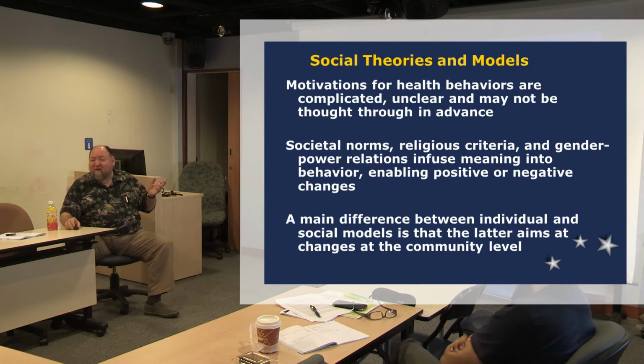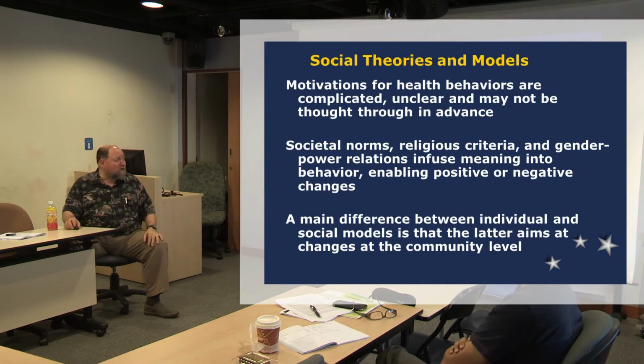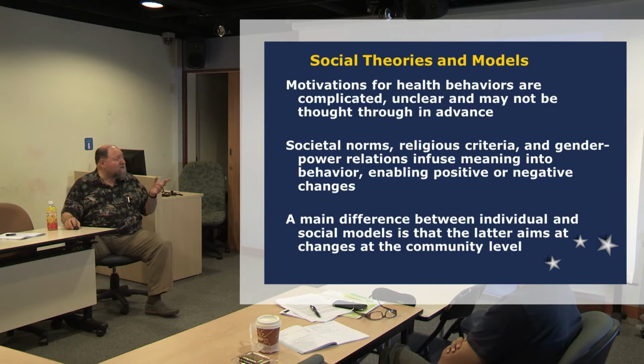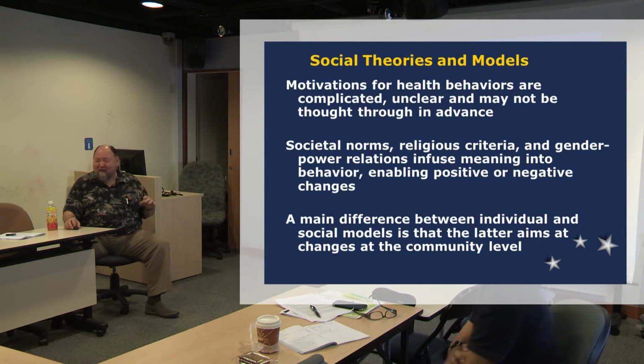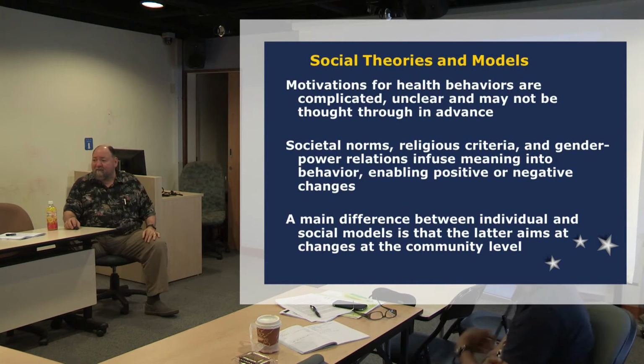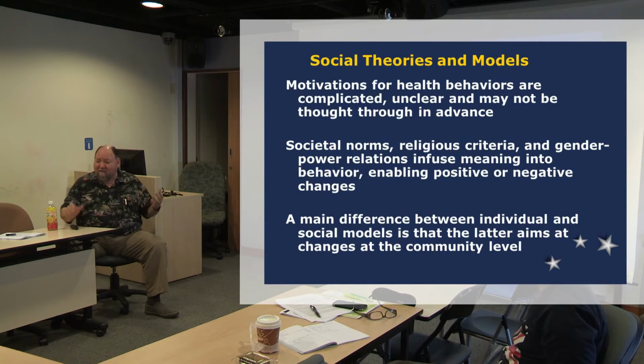So here now we're going to move one step up from the individual to the more social theories and models. Motivations for health behavior are complicated, unclear, and may not be thought through in advance. Social norms, religious criteria, gender, power relations, and many other cultural factors infuse meaning into behavior, enabling positive or negative changes. The main difference between individual and social models is that the latter aims at changes at the community level as opposed to the individual level. And so I've been trying to utilize more systemic approaches to behavior change and intervention that involve communities.